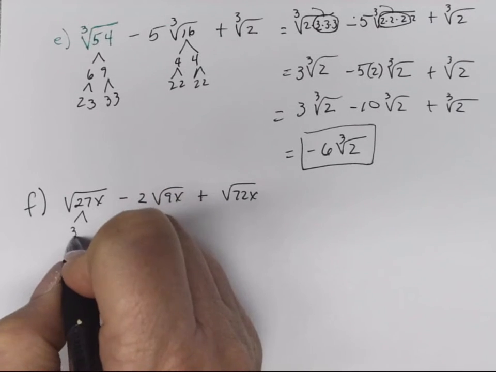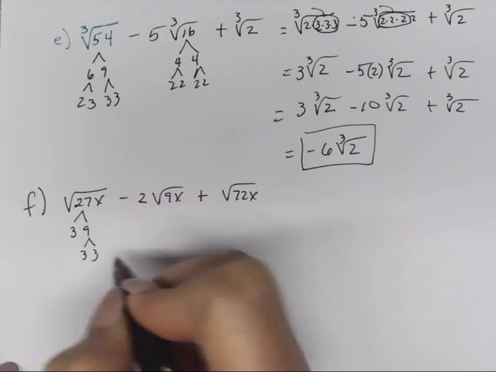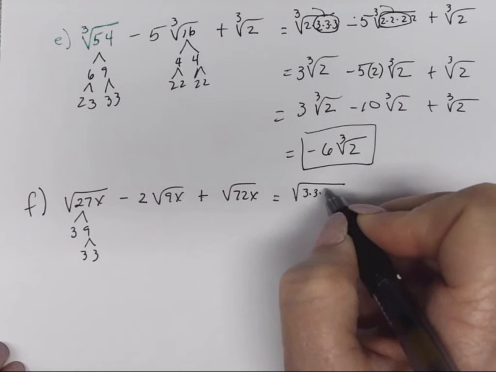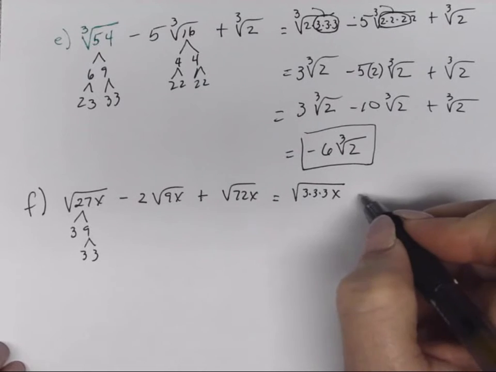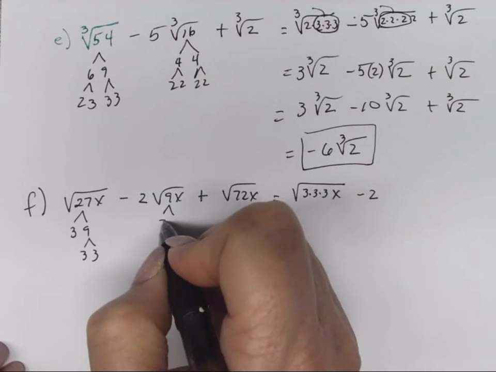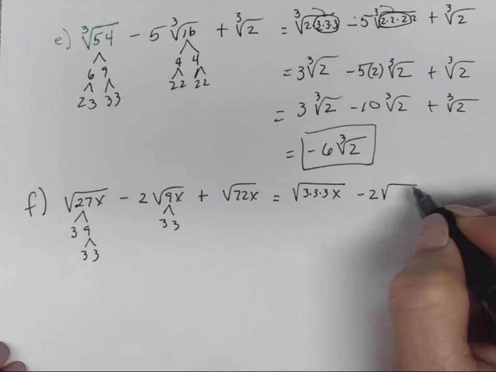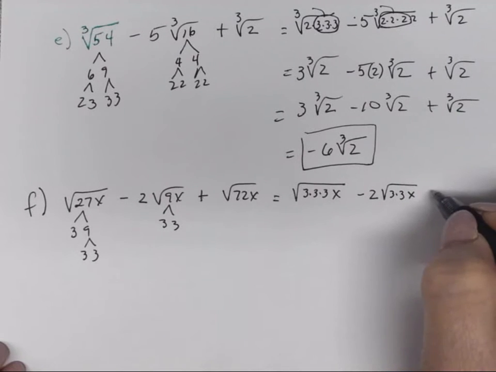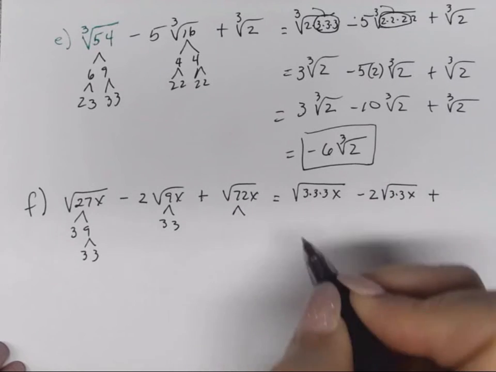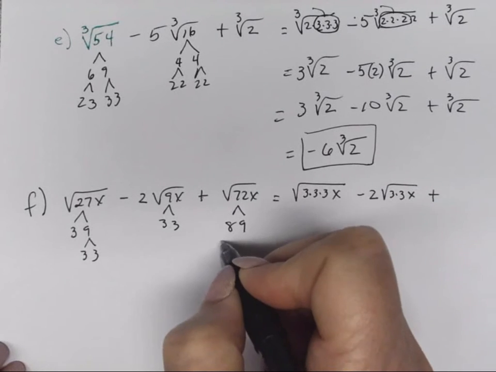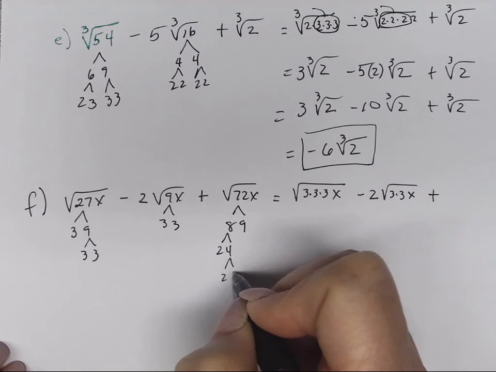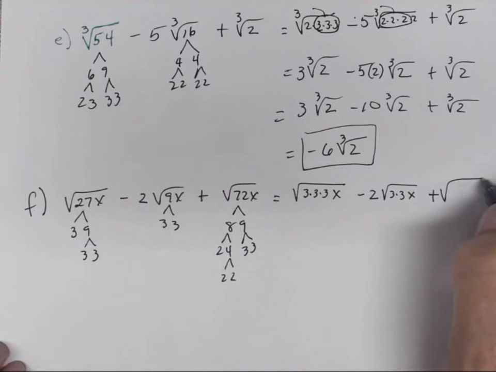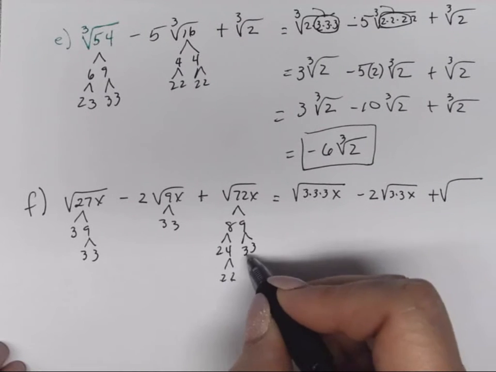27 would be 3 times 9, which breaks down to be 3 times 3. So now we have the square root of 3 times 3 times 3 times x minus 2. 9 would be 3 times 3. So 3 times 3x plus 72 is going to be 8 times 9. 8 is 2 times 4, which is 2 times 2. And 9 would be 3 times 3. So now we have the square root of 2 times 2 times 2 times 3 times 3 times x.